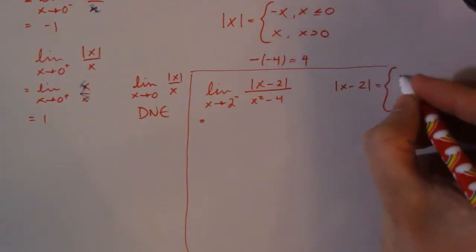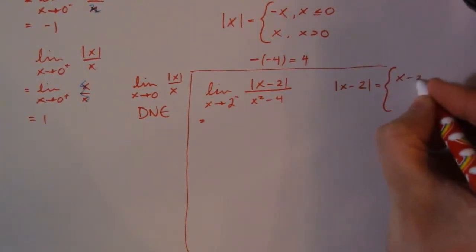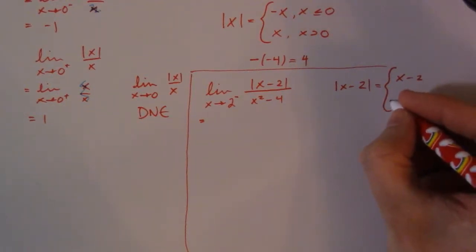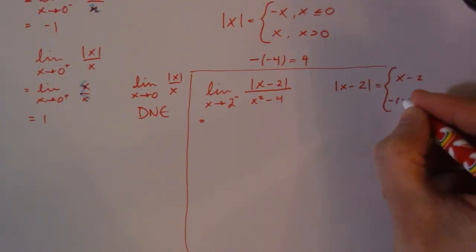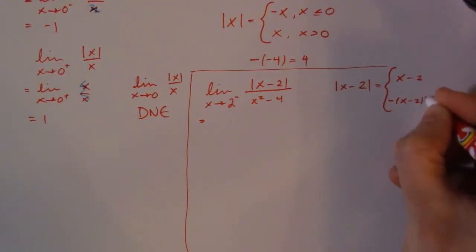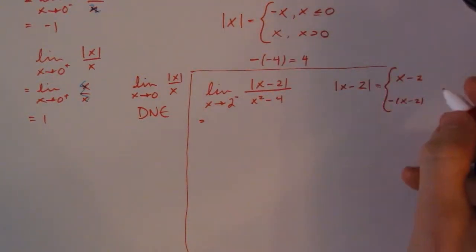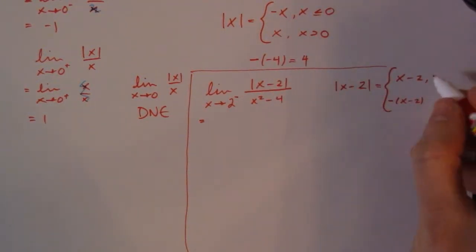So this can be broken up into two pieces, x minus 2, and then the negative of x minus 2. I got this slightly backwards in the way I had put it here, but that's all right. So this piece is going to be greater than 0.